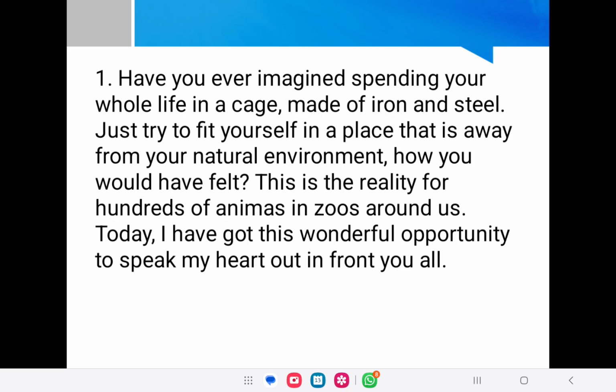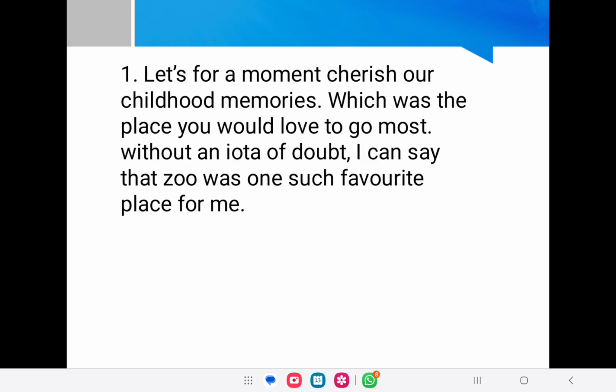So this is the starting paragraph of a speech, and from the context you can understand that here I'm going to say something against the zoos, because I'm saying that we should not keep them in zoos or in cages, behind iron bars or behind steel bars. So this first paragraph, first introduction, is telling the people that I'm going to say something against the zoos. This is the start or introduction if I am talking against the zoos.